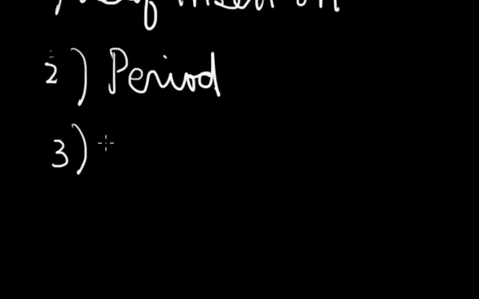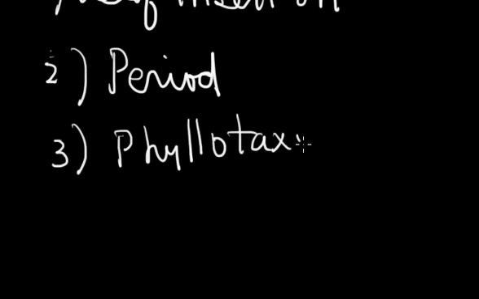Then we have the case dealing with the leaf arrangement. How are the leaves arranged? Is there a pattern to the arrangement? Yes. The technical name for that is, of course, phyllotaxy. And they could be a spiral arrangement. There could be opposite arrangement.